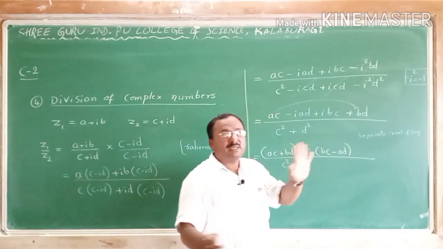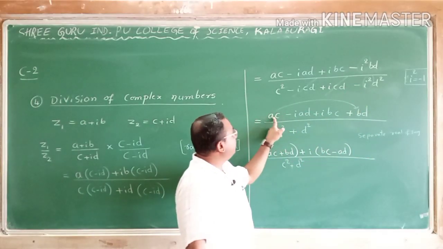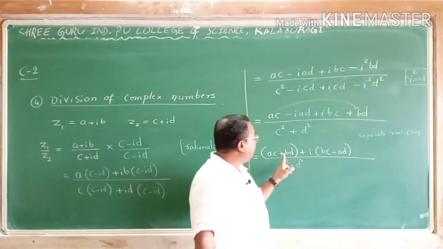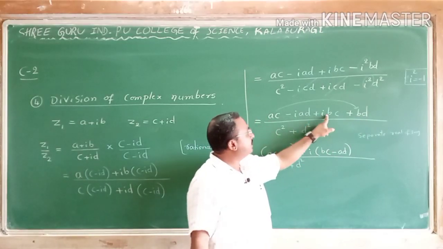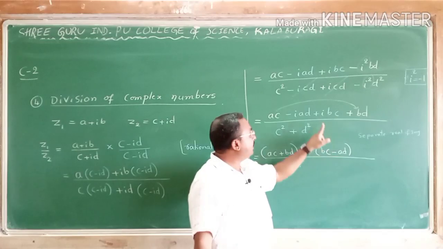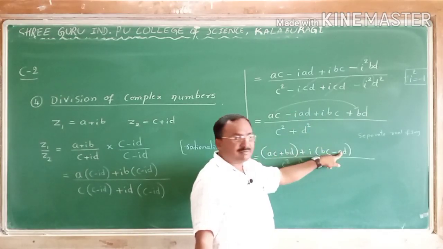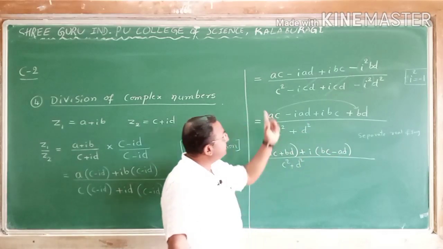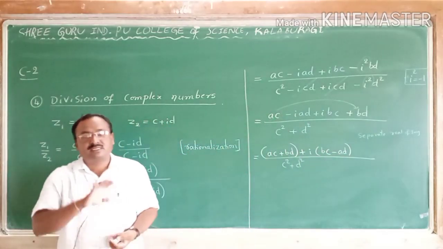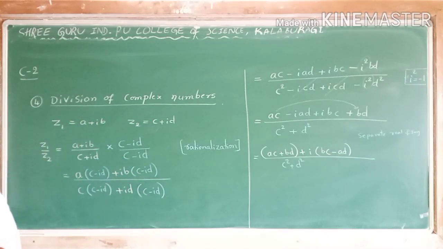Separate the real and imaginary parts. This is the real part, one side, right? This is the imaginary part, one side, right? But here, the first one is positive and the second one is negative. The denominator stays as it is, C square plus D square. This is how we separate real and imaginary parts. This is the division form, this method.